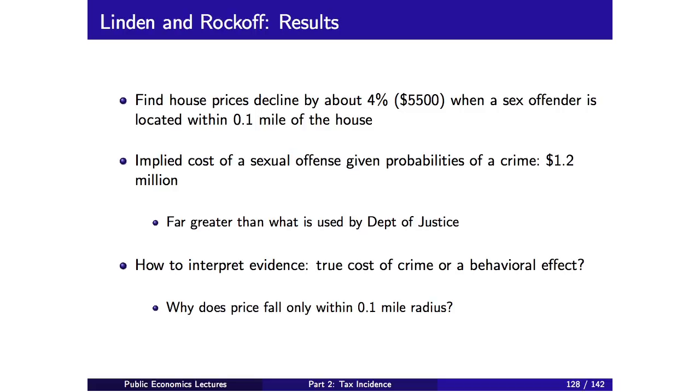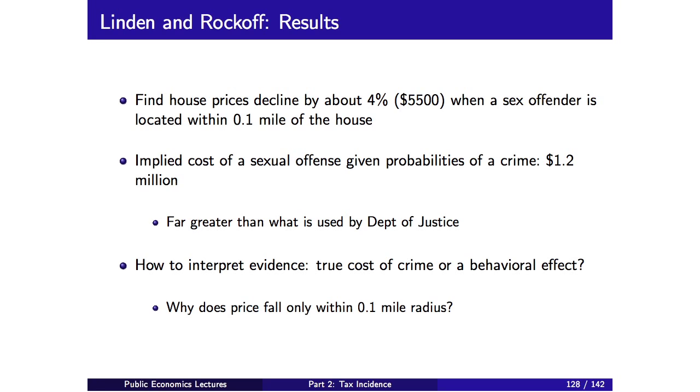It's some sort of behavioral effect where when you're selling a house, it's very difficult to do that when you have to disclose this information about the person living across the street. But if it's a couple blocks away, it somehow is much less salient or something like that. And so, again, you have to think about what exactly you're estimating here, even though it's very well estimated statistically.